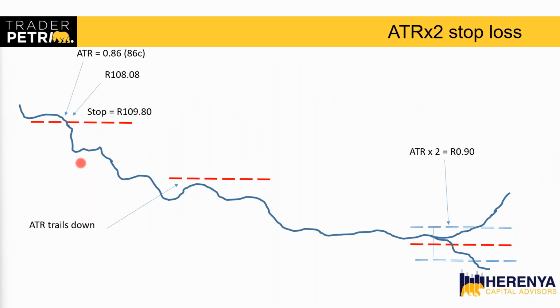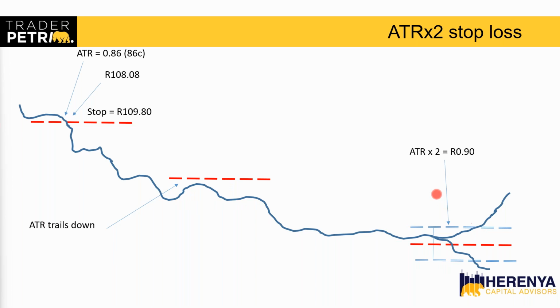Another example here would be a situation where this trend doesn't necessarily change, but our ATR stop loss drags us all the way down to here. Our stop loss sits here. It doesn't necessarily break higher. It continues to trade down.